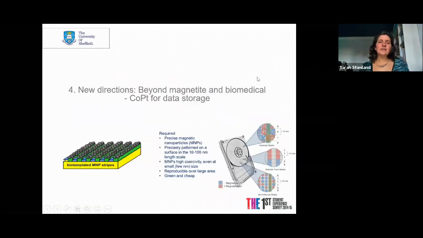Okay, so I just want to use the last couple of minutes to think about how we can bring all this together and where we can go beyond magnetite and beyond the biomedical to what was promised in the title, which is also nanotechnological applications. So, cobalt platinum for data storage.